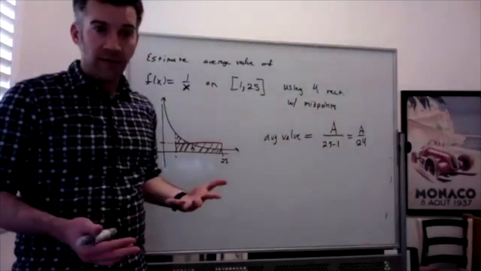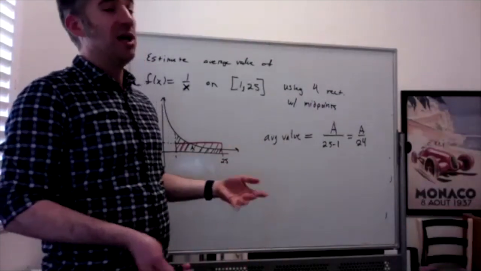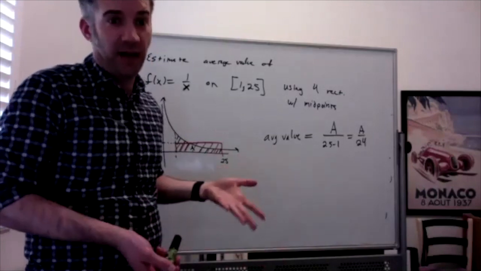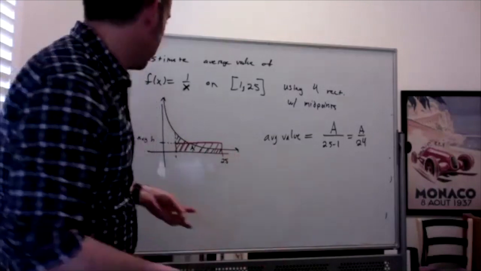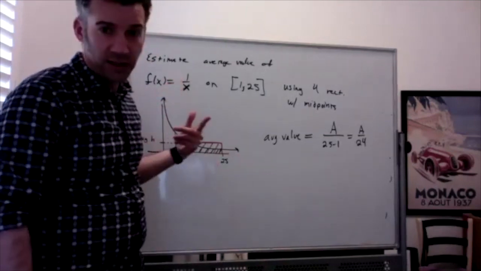Now, in real life, it's a super straightforward calculation. If you know how to find the area under a function, you know how to find the average value, because you're just taking that area and dividing it by the length of the interval. So here, we're going to estimate the area under the curve 1 over x.